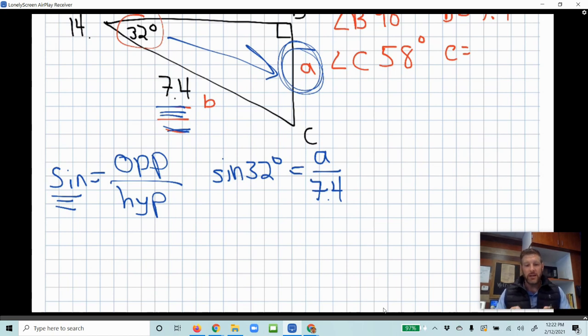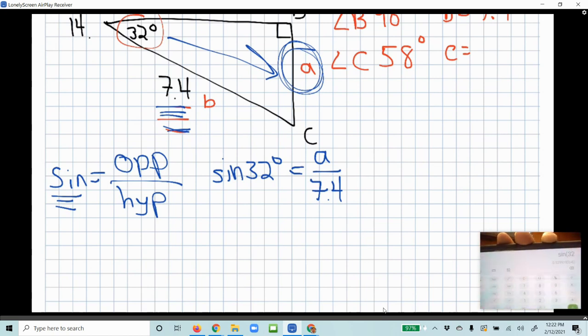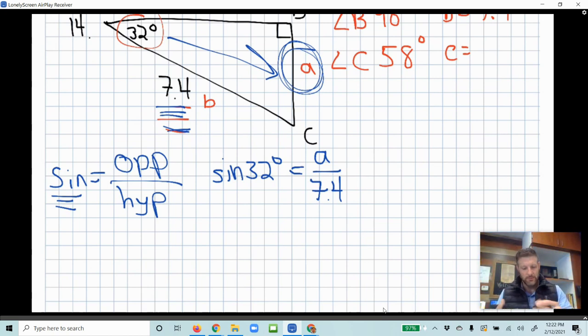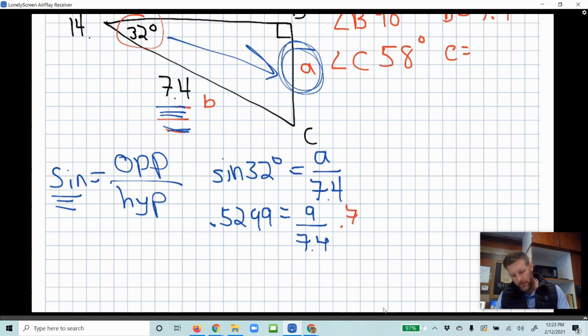If you remember from 8.2, we can calculate sine of 32 just by plugging it into our calculator. Sine of 32. And that's going to give us a decimal. This is the one you want to record to 4 decimal places: 0.5299, and that's equal to A over 7.4. Okay, so now how do we get A by itself? Well, let's multiply that 7.4 on both sides, because then that will cancel it on the right, and all we'll have left is our A. So what is 0.5299 times 7.4?